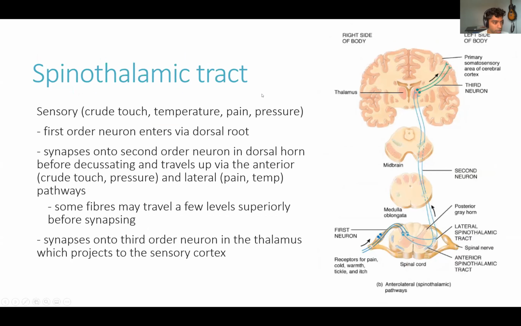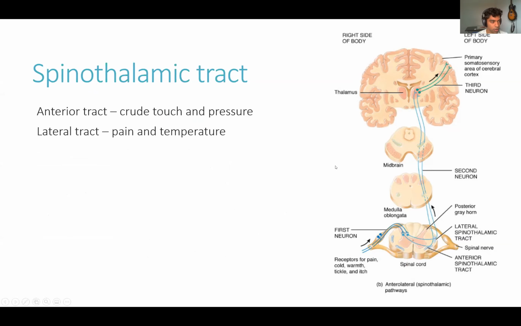The spinothalamic tract senses temperature and pain. Those are the main two. And it's similar, except the spinothalamic tract is the only tract that we need to know about that decussates almost right after it enters the spinal cord, whereas the other two kind of decussate around the brainstem. The anterior tract controls crude touch and pressure, not as important as pain and temperature controlled by the lateral tract.